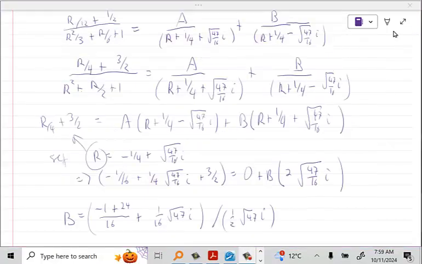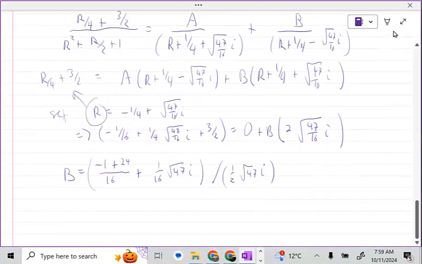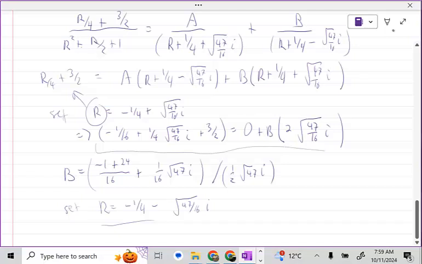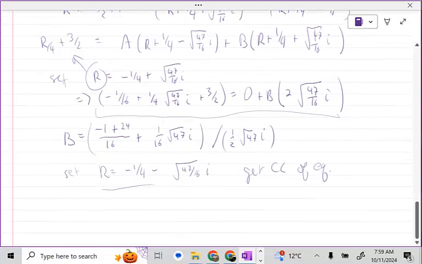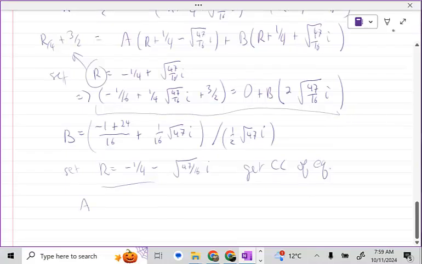Okay. Now it turns out that the value of a is easy to find. If I set r equal to the complex conjugate, then I can do the same argument. Then I would actually get the complex conjugate of this equation equal to a. So I'm going to get the complex conjugate of the equation. So that means that a is simply equal to the complex conjugate of b.